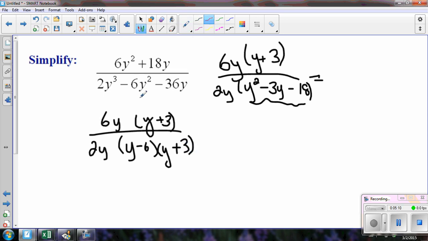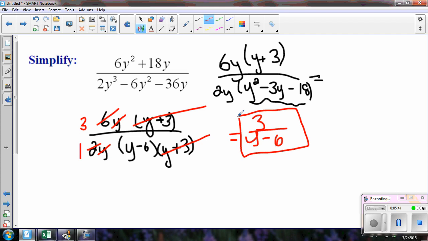Then we look for forms of 1. So the first thing we notice is that the 6 and the 2 will simplify to 3 over 1. Y divided by y gives us a form of 1. And y plus 3 over y plus 3 gives us a form of 1. On the top, we're left with a 3. And on the bottom, we're left with y minus 6. Again, like in similar problems, you cannot cancel down the 3 and the 6. That would be considered to be canceling pieces. So 3 over y minus 6 is our answer.